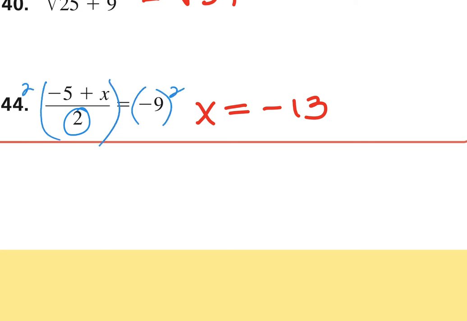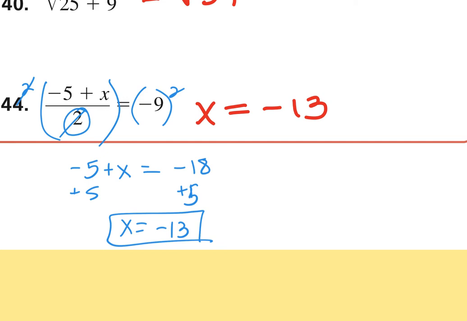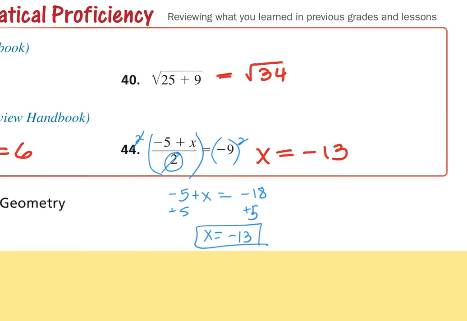It's going to cancel from this side, so I end up with negative 5 plus x equals negative 18, and then I'm going to add the 5. And I get x equals negative 13. So if you're dividing by a number to get rid of it, you're going to multiply by it. It cancels from the 1 on the left, but it gets multiplied by the negative 9 on the right. Good? Okay.